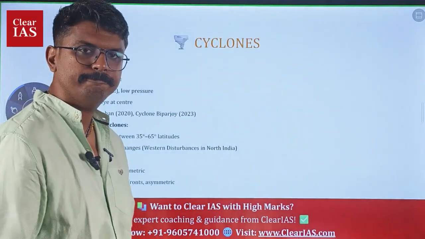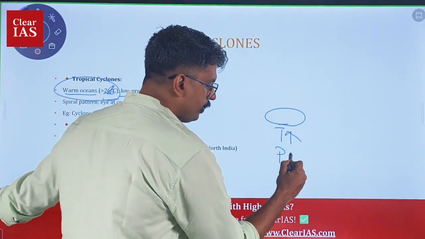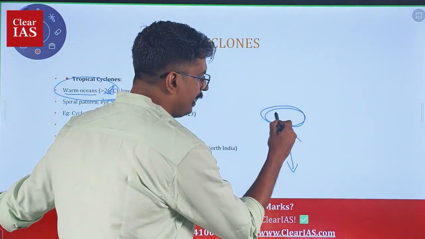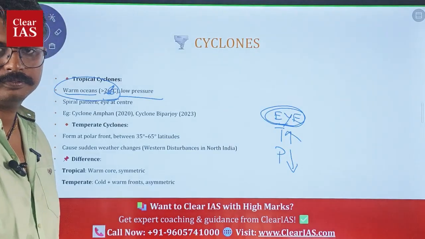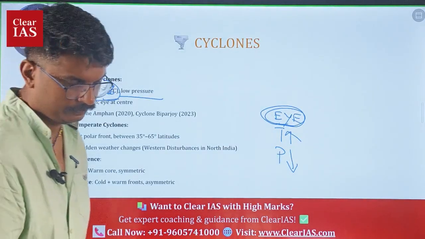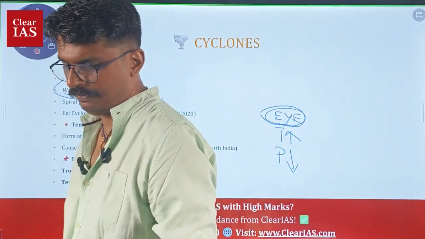So shall we move ahead? So we have understood tropical cyclones. We said warm oceans are necessary. Write down 26.5 degrees Celsius, which creates a low pressure. And the center where the temperature is highest and the pressure is lowest, this area is called the eye of the cyclone. This region is called the eye of the cyclone.